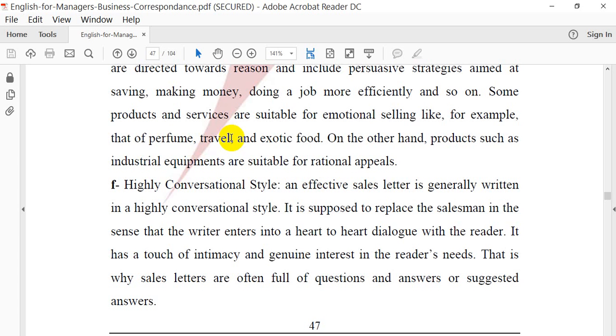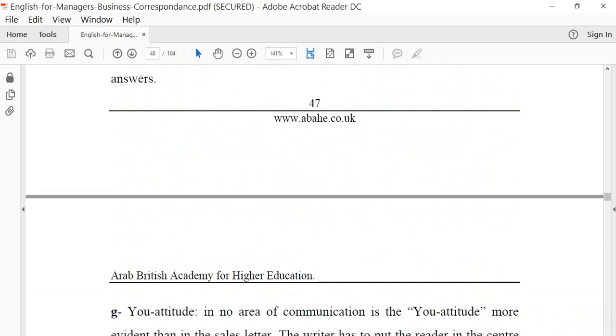Let's go to highly conversational style. What does it mean here, highly? It means words from heart to heart, dialogue. What does heart to heart dialogue mean? You have to explain why sales letters are often full of questions and answer suggestions. You have to deal with the customer, with the reader, as if he is in front of you. How to make a question, and after you make a question, make an answer for this question.